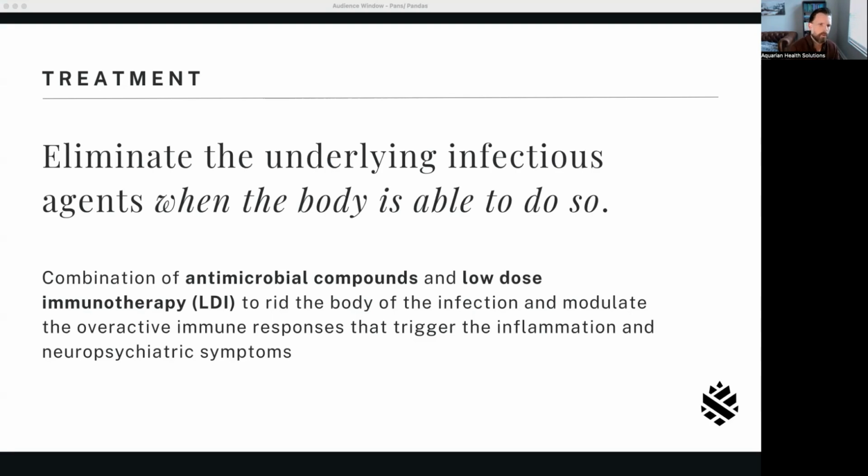And this is a key component, which is why we do the immunotherapy, because even in the absence of the microbes, a lot of the times our immune system becomes so sensitized that it starts to trigger inflammation from an immune system component, even if the microbes are gone. And so when we do something like this, we always have the antimicrobial compounds combined with the low-dose immunotherapy to, one, lower the body burden, and then two, reestablish normal immune system tolerance.